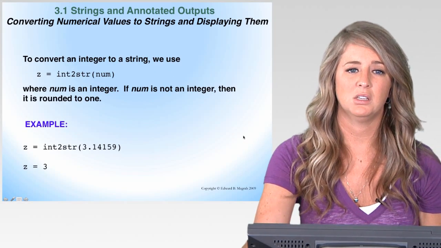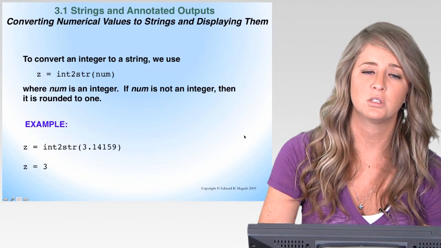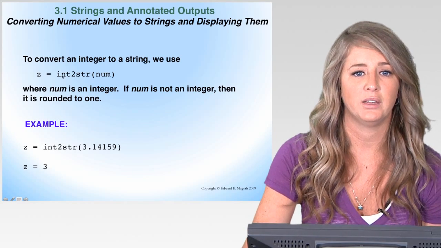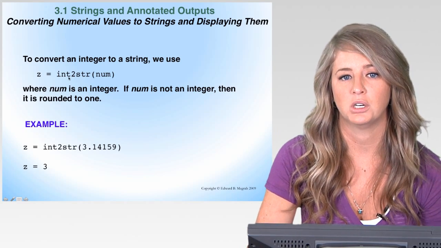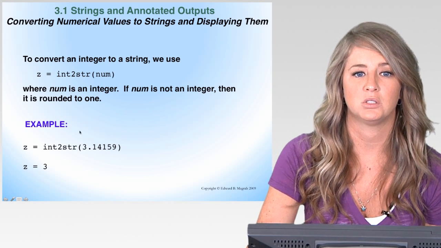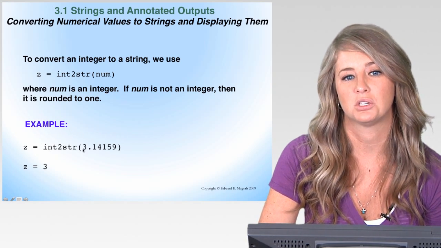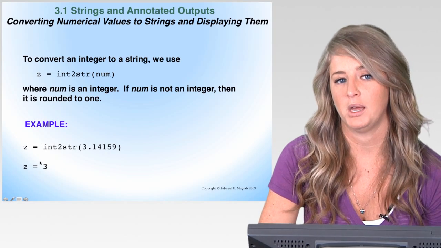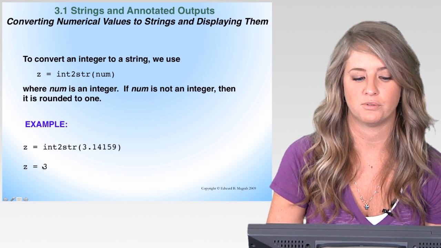We do have the ability as well to convert an integer to a string. We just do that using the int2str function. If num is not an integer, then it will be rounded to one. So let's say, for example, we do int2str of pi. It's automatically going to round that to an integer value.